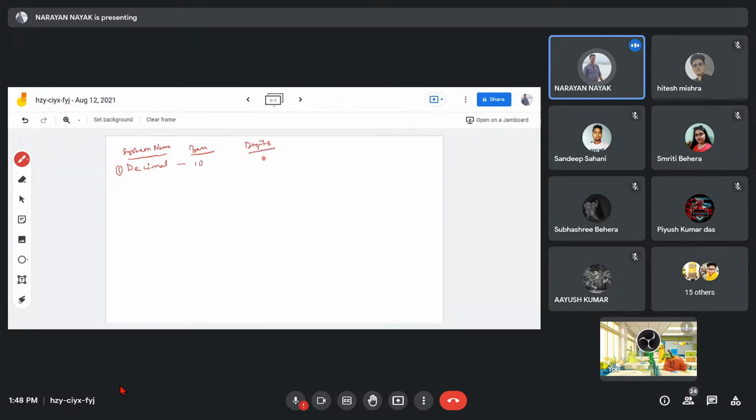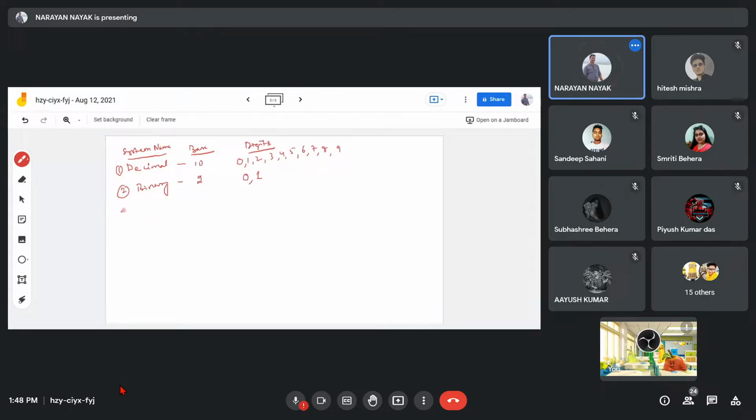Which numbers are the decimal numbers? The decimal numbers are 0, 1, 2, 3, 4, 5, 6, 7, 8, 9. So 0 to 9 we are calling decimal. The second one is the binary. What is the base? Base is 2. So there are two digits, either 0 or 1. This is the binary number system.